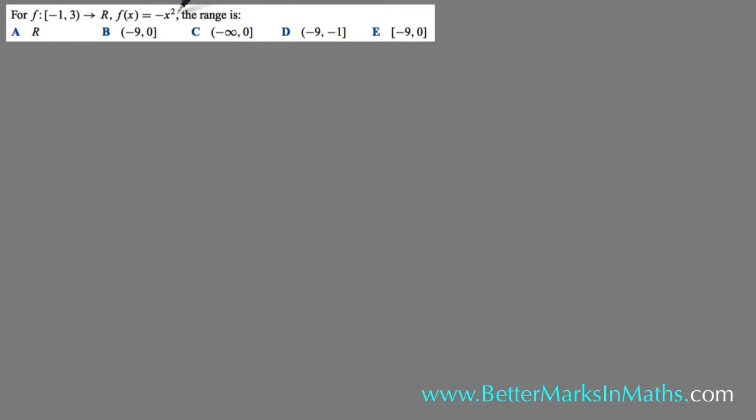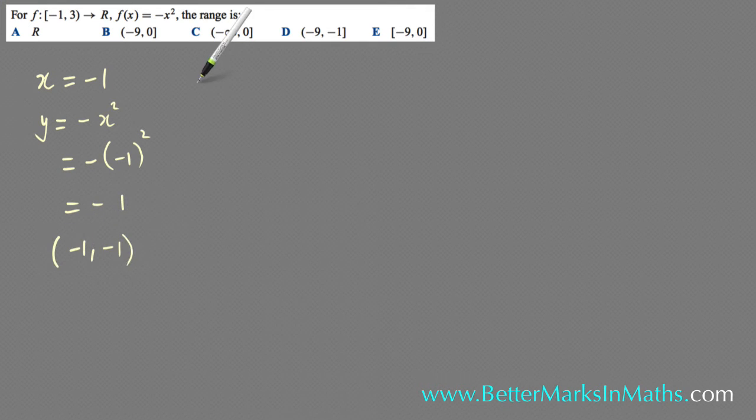So the first thing to do is to work out the x and y values of the endpoints. If x equals -1, subbing that into y equals -x², you get y equals minus (-1)², which is minus 1, which equals -1. So that endpoint is (-1, -1). And for the other one, x equals 3, y is going to equal minus 3², which is equal to -9. So that endpoint is (3, -9).